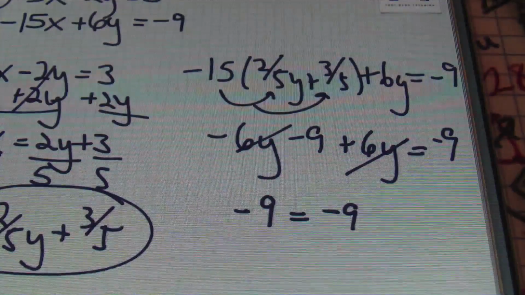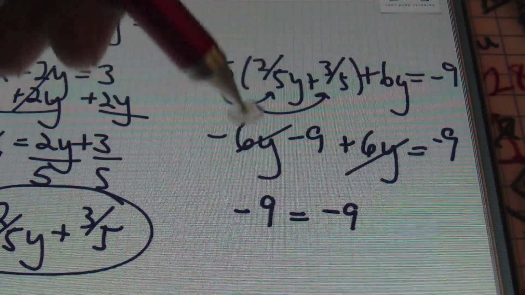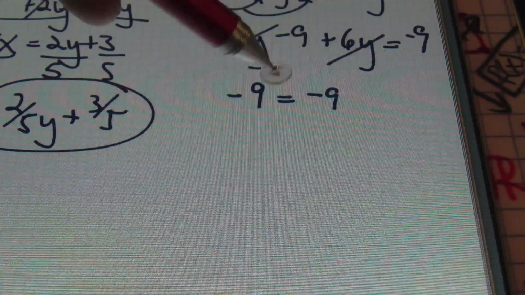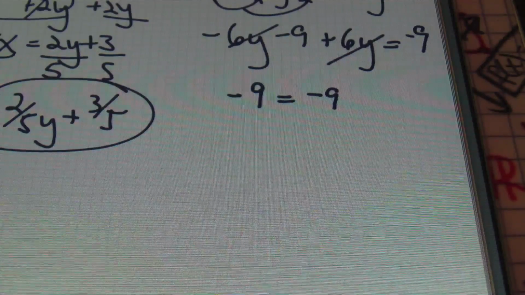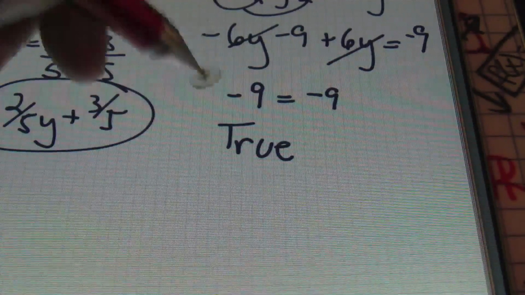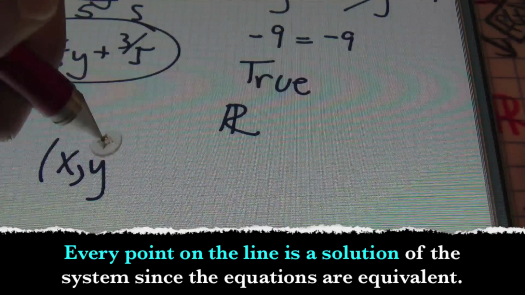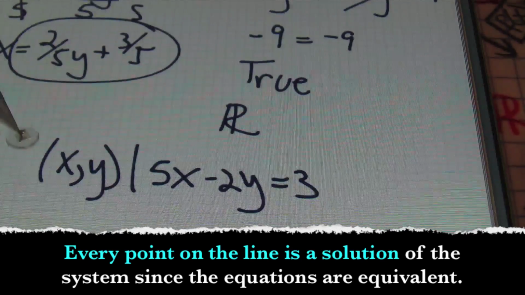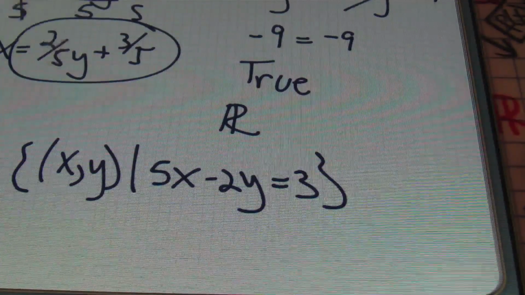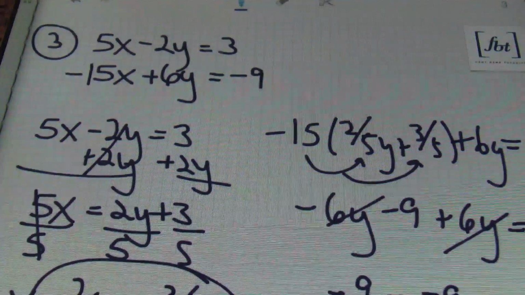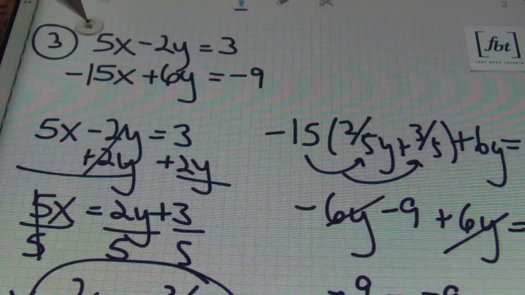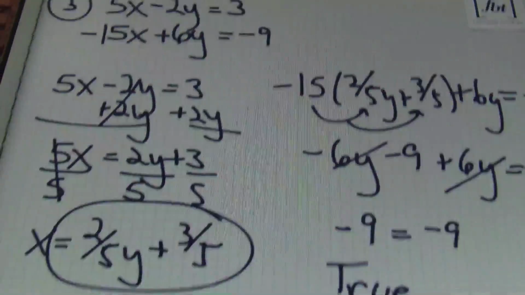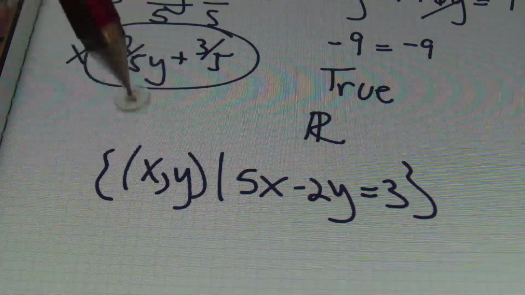So notice that I no longer have my variable y in this problem, do I? So in a situation like this, ladies and gentlemen, you look to see if this is a true statement or a false statement. So is negative 9 equal to negative 9? Exactly, it really is. So therefore, this is a true statement, which means that the answer is going to be x and y such that 5x minus 2y equals 3. Because as it turns out, your original equations were identical, all right? Meaning that if I had multiplied this first equation by negative 3, I would end up with the second equation. So anytime you end up with the exact same line, you'll have an infinite number of solutions, ladies and gentlemen.